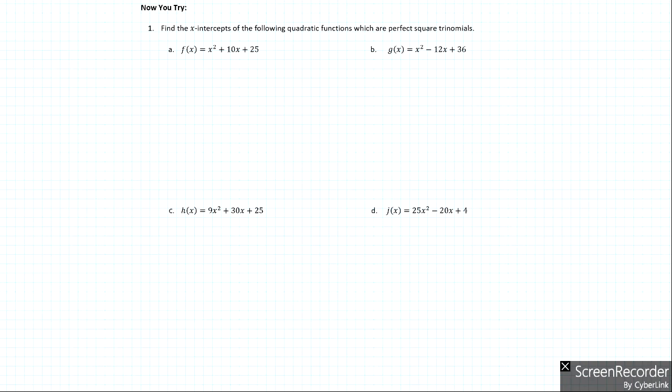Now it's your turn to try your hands on these four problems and try to find the x-intercepts for these quadratic functions that are perfect square trinomials. Whenever you're ready, you can continue the video and we'll go over the solutions together.